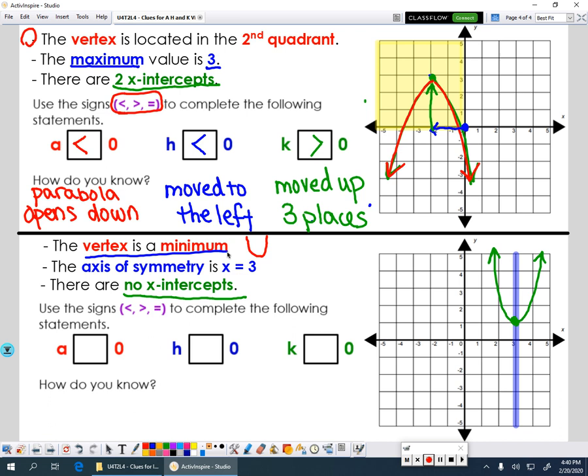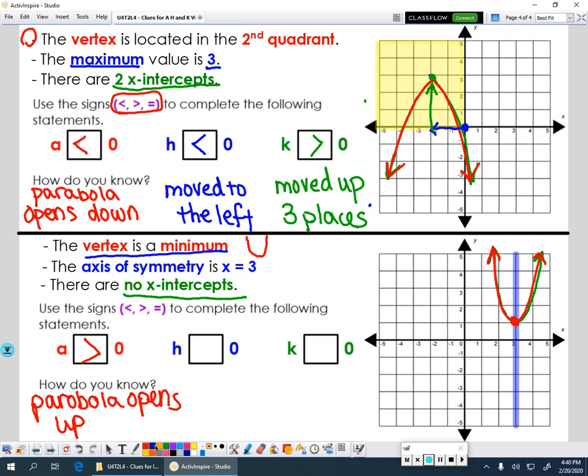Okay, my vertex is a minimum. I see that right here. That means, in this case, my parabola opens up. In order for my parabola to open up, my a value has to be positive, which means a has to be greater than 0. And I know that because my parabola opens up, and in order to open up, it has to have a positive value.